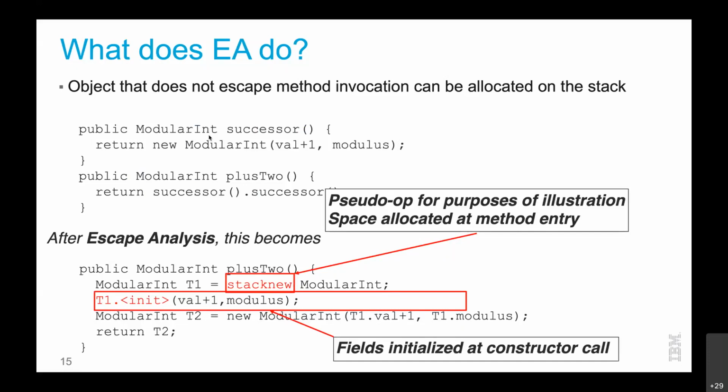The fields are only filled out, subject to optimization of course, at the point where they actually need to be initialized by the constructor call. So we hit the constructor call, we fill out the fields of that, in this case by calling the init method, the constructor method, or if it's been inlined, actually having the expanded fields be set through assignments.